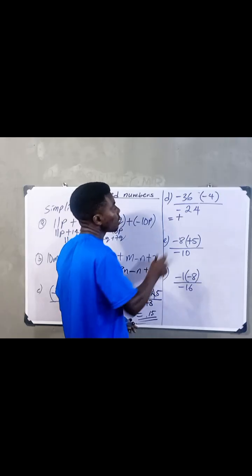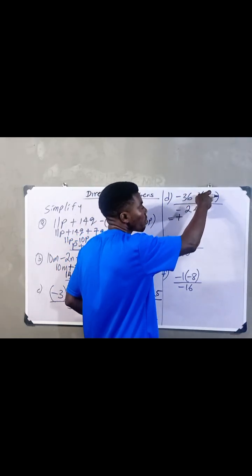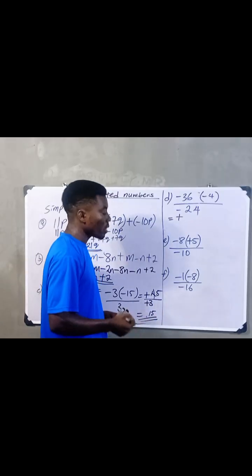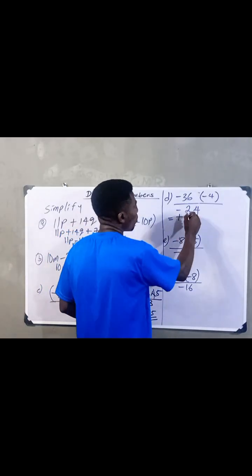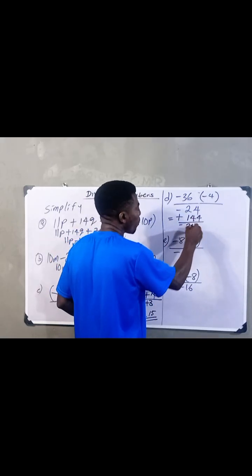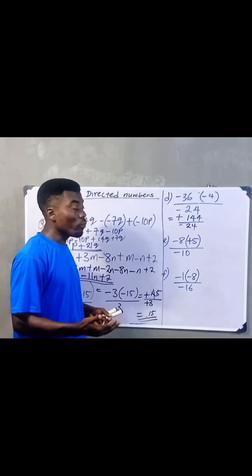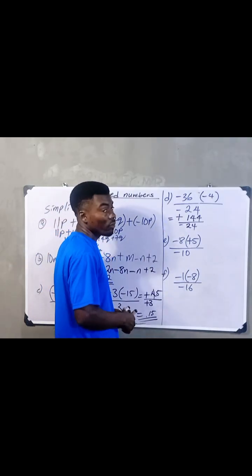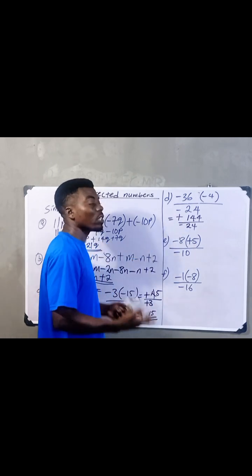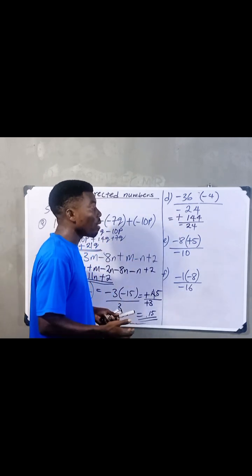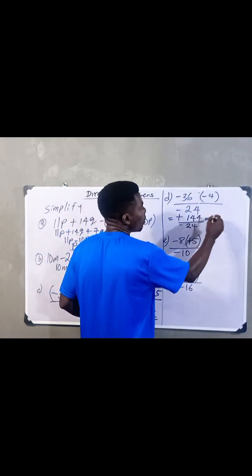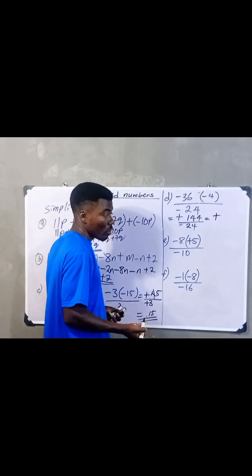Okay, and we now go by 36 times 4. 36 times 4 should give us 144. Okay, so 144 all over negative 24. Okay, so if we check, positive divided by negative is what? Is negative. Anytime negative and positive goes in a fight, negative always comes out victorious. And this gives us what? Okay, positive. The result is going to be positive.